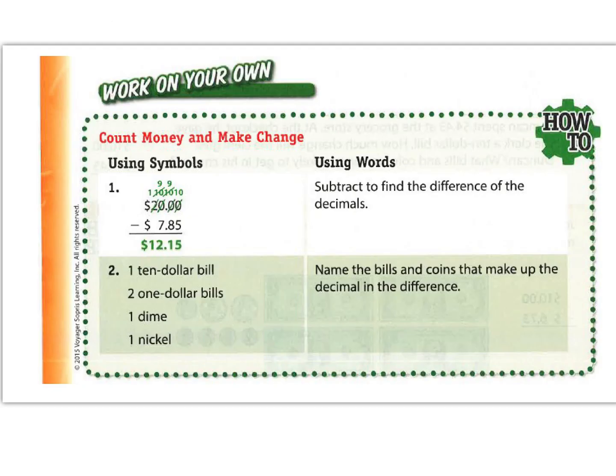All right, before you work on your own, this is count money and make change. Here we have $20 minus $7.85. Subtract to find the difference, so you got to do all your subtracting, just like we've been practicing. And remember, the decimal point comes straight down in subtraction. Name the bills and coins that make up the decimal in the difference, and then you just name it. So you need 1 $10 bill, you need 2 $1 bills, you need 1 dime and 1 nickel to get $12.15.